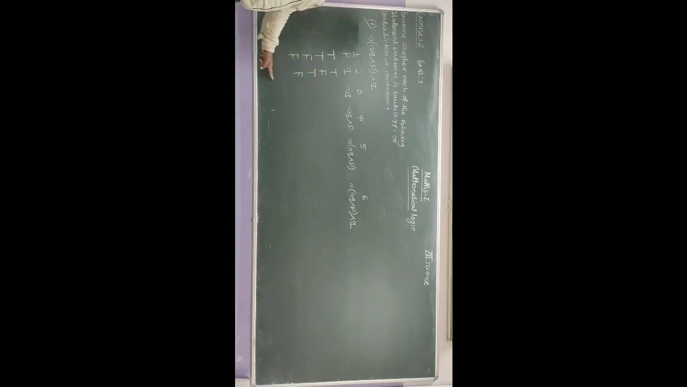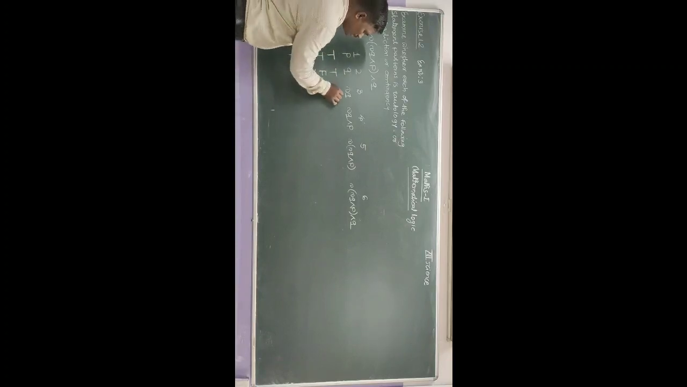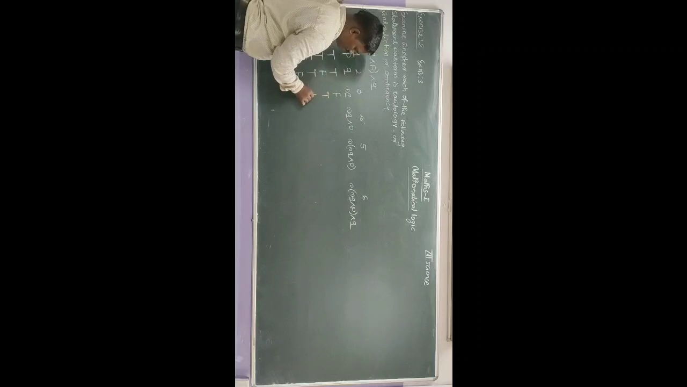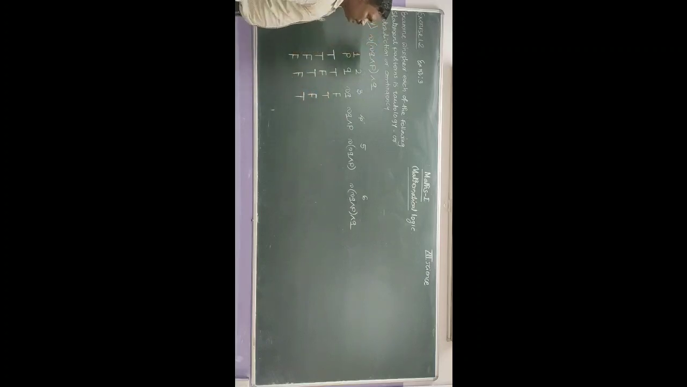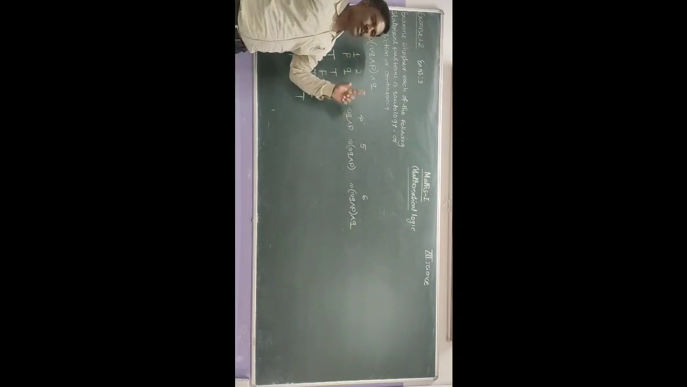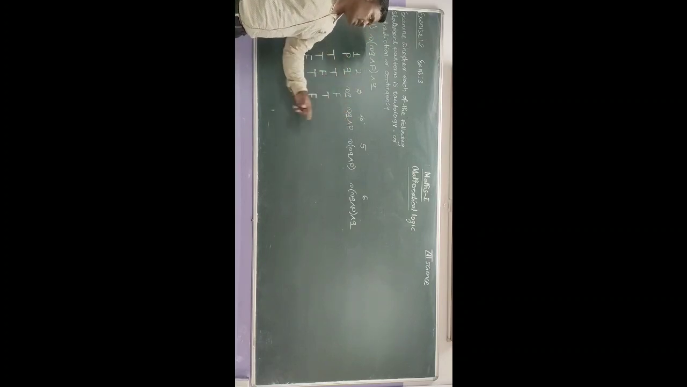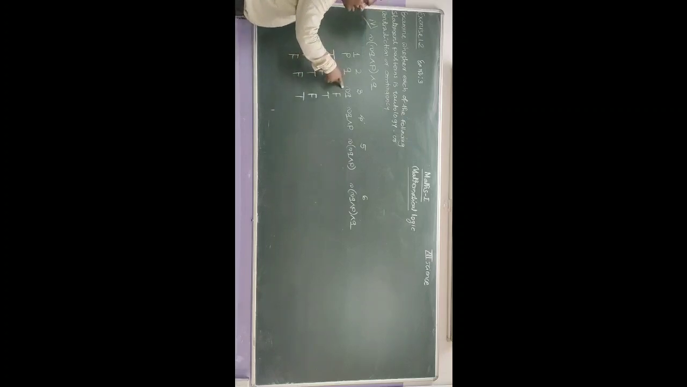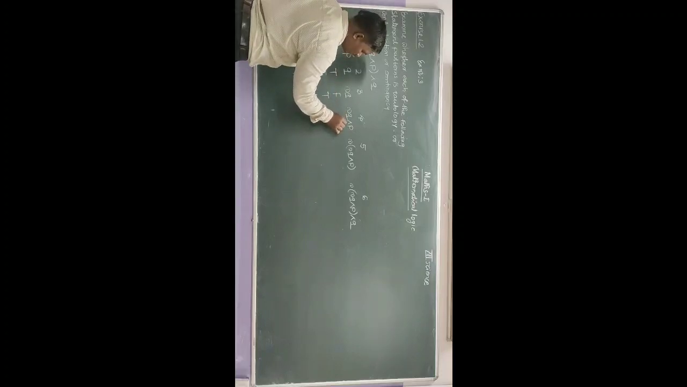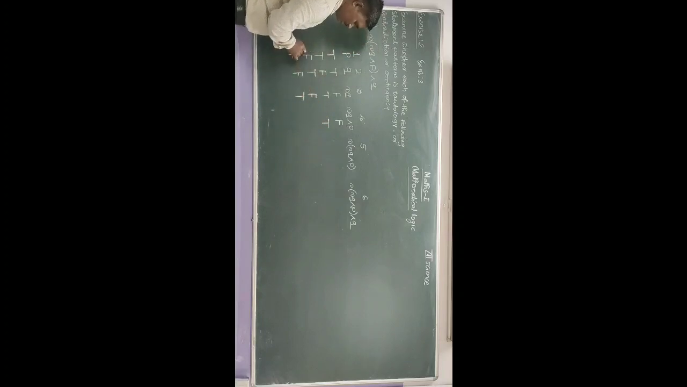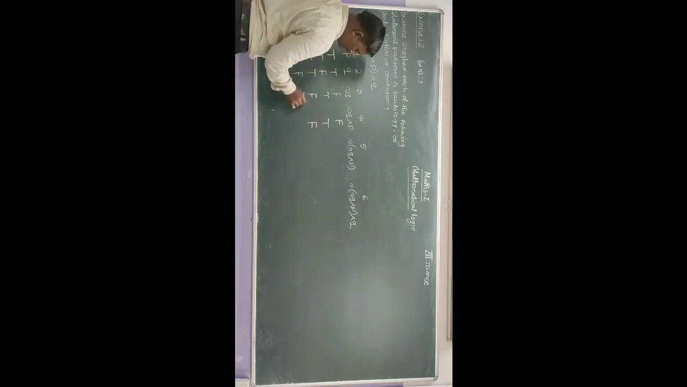Negation of Q: negation of true is false, and negation of false is true. Then in column number 4, negation Q conjunction P, take the conjunction of column number 3 and the first column. False conjunction true is false. True conjunction true is true. False conjunction false is false. And true conjunction false is false.